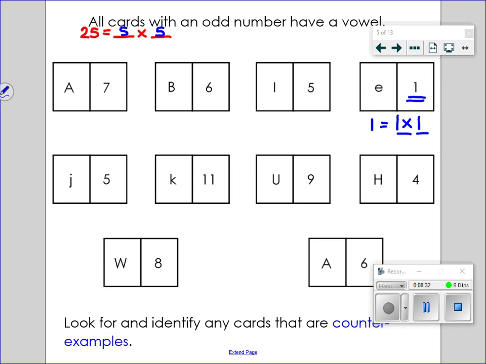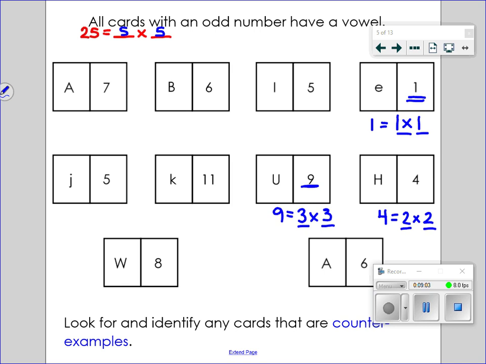What about 5? We've already determined it's not a perfect square because the only way to make it is 1 times 5, not two identical factors. What about 11? 1 times 11, nothing else. Nope. 9? Yes, 9 can be written as 3 times 3, two identical factors. So yes, 9 is a perfect square. What about 4? Right, 2 times 2, two identical factors.